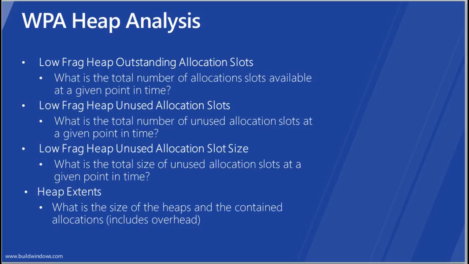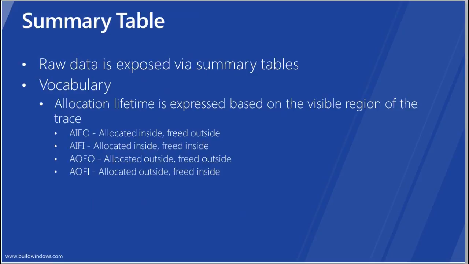And last but not least, there's the heap extents graph, which includes all of the heap overhead, both from a per allocation perspective, from a per subsegment perspective, and also additional data structures that the heap manager allocates to track information in the heap. And within the summary table itself, we're going to express the context data that we talked about earlier to show you when allocations are allocated and freed using these 4-letter acronyms shown on the slide. So let's move on to the demo.